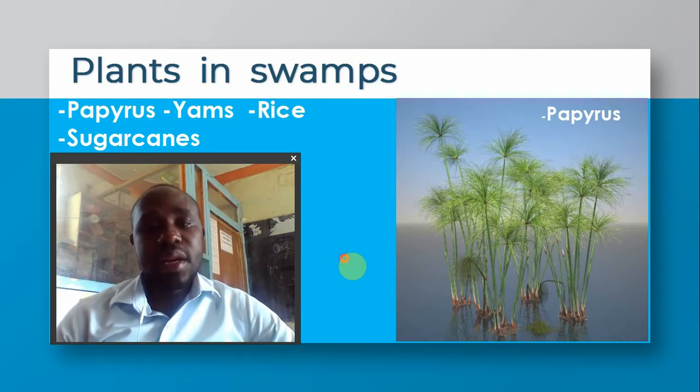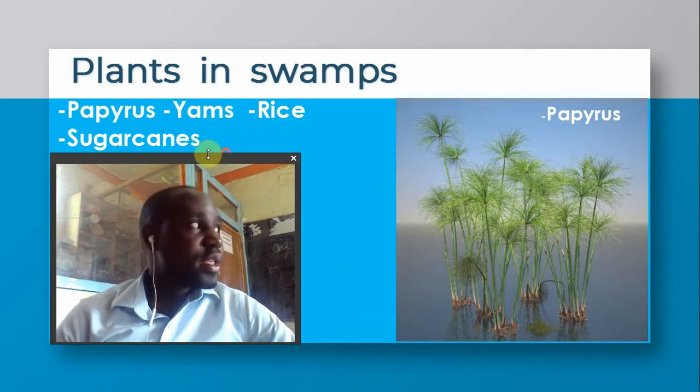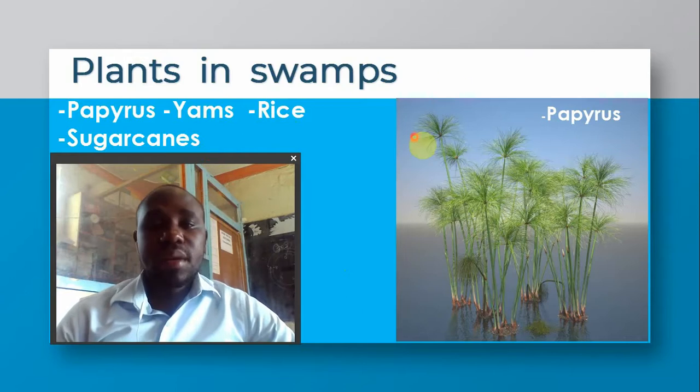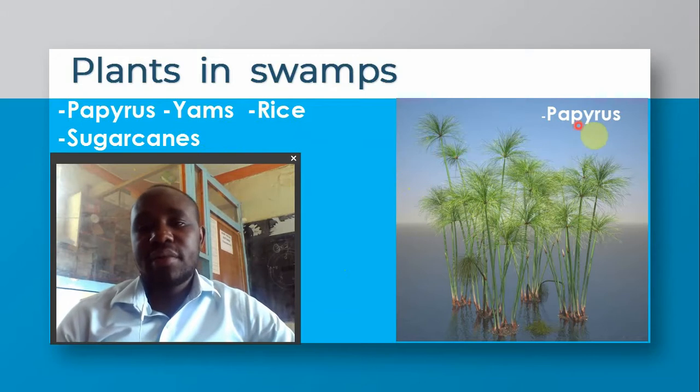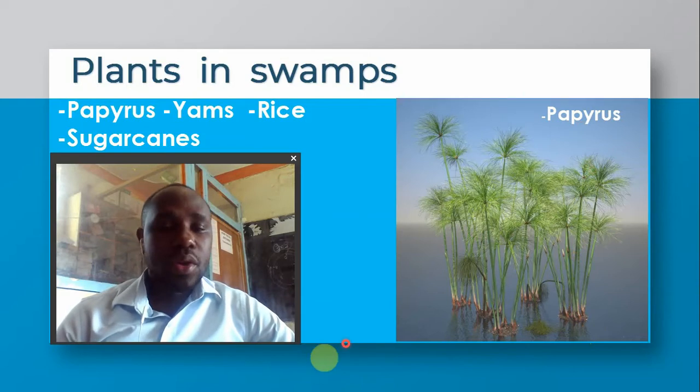The first example is papyrus. We have got yams, rice and sugar canes. Mainly these plants grow in areas where there is a lot of what? Stagnant water. You can have a look at the example here. I've given you an example of papyrus. We know rice, and we also know the sugar canes.